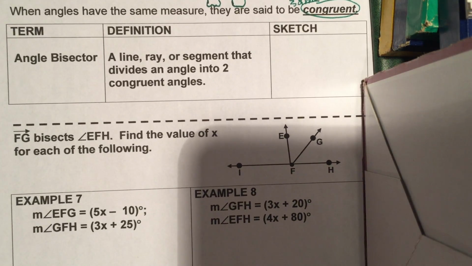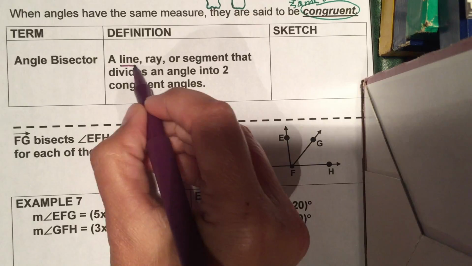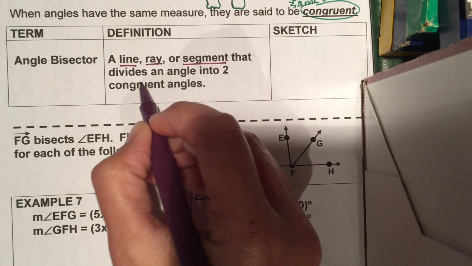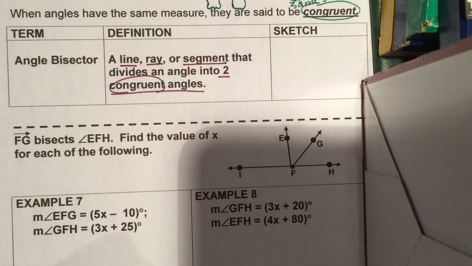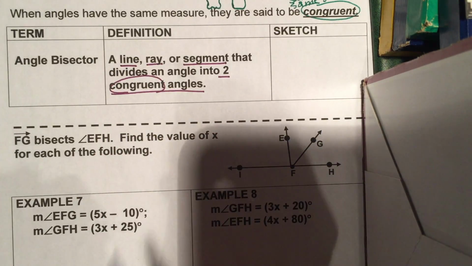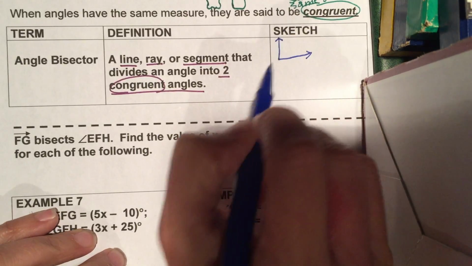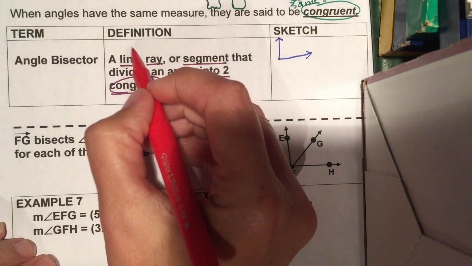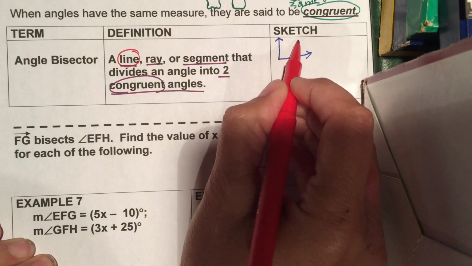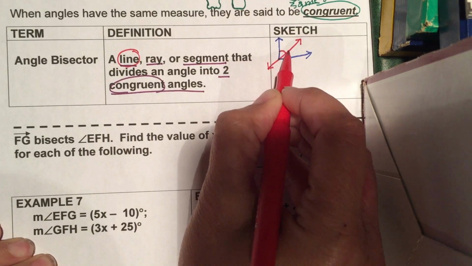So an angle bisector is something that creates congruent angles. It is a line, a ray, or a segment that divides an angle into two congruent angles, so two equal halves. So let's draw a generic angle here. Okay, I'm going to draw angle number 1. Okay, let's bisect this angle with a line. If I draw a line right through here, that creates two congruent angles.